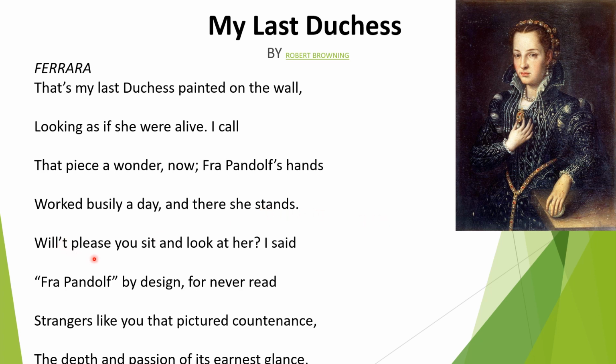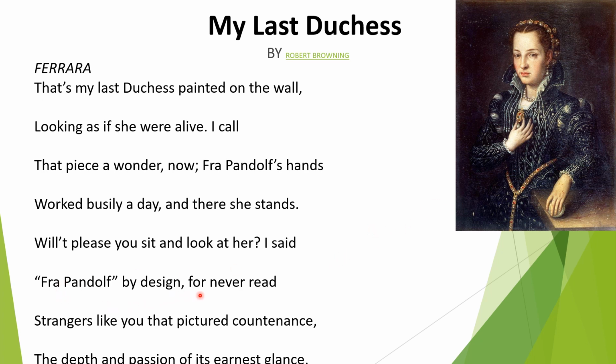Fra Pandolf's hands worked busily a day. Who worked? This is the painter. Fra Pandolf is a very famous painter and very popular painter and very expensive painter. You pay a lot of money to call these painters and get the paintings done, like how we have MF Husain and Ravi Varma and all, they are very, very expensive painters. They do a lot of wonderful work. And he says, look at this, hands worked busily a day. He didn't say Fra Pandolf worked, but his hands worked busily a day. And there she stands. Out of his hard work, the painting has come over there.